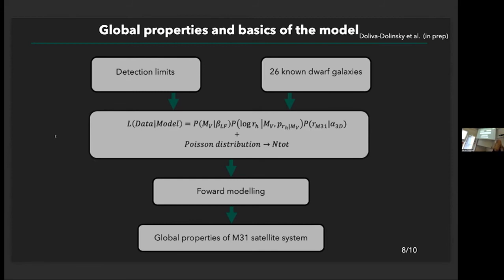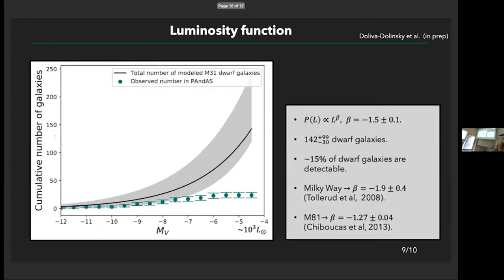And today, I will mainly focus on the luminosity function. So we assume the probability to obtain a dwarf galaxy of a certain luminosity to be a power law as a function of the luminosity, with the parameter beta. So here I represent in the full black line the best model we obtain, for beta equal -1.5. And the blue points are actually the known dwarf galaxies.